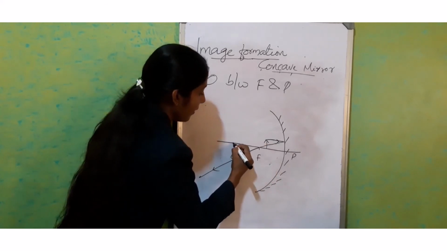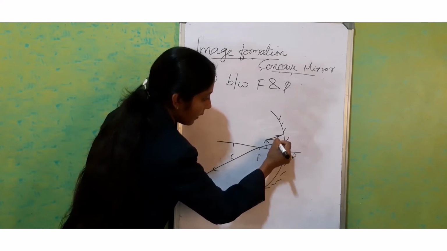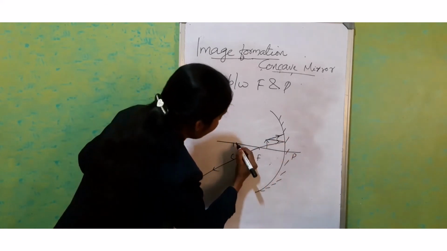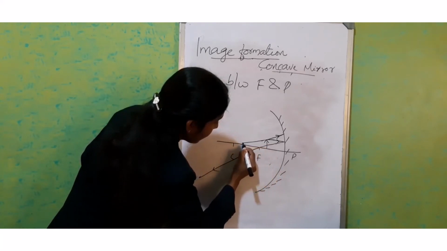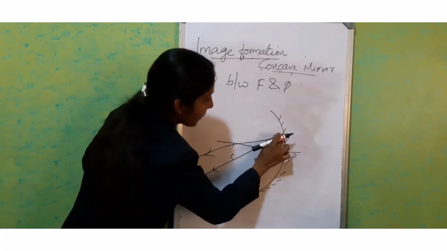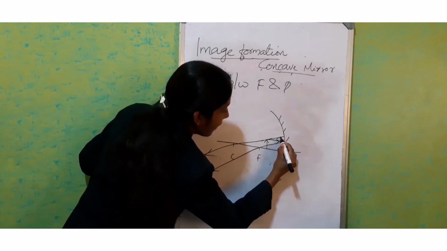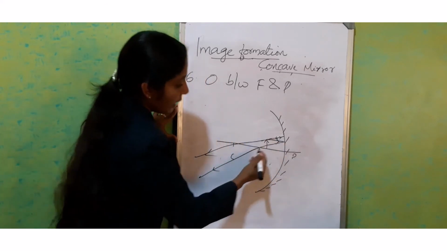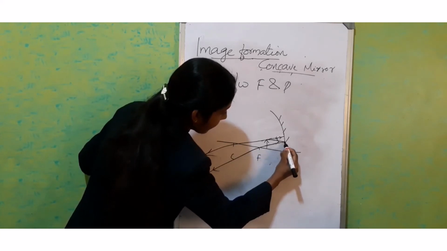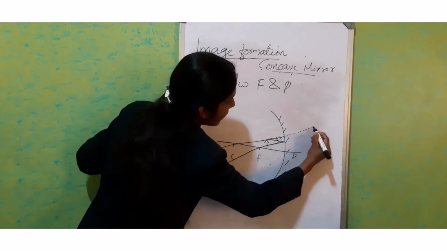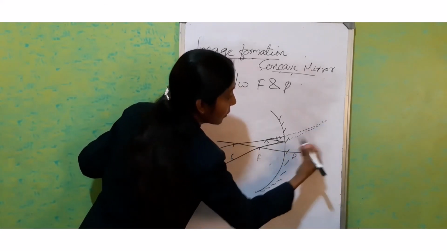Next ray, the ray which is passing, or if we extend the ray, we have to manage in such a way that it is passing through the center of curvature. So, if we extend these two lines, we will get an image here on the right side.